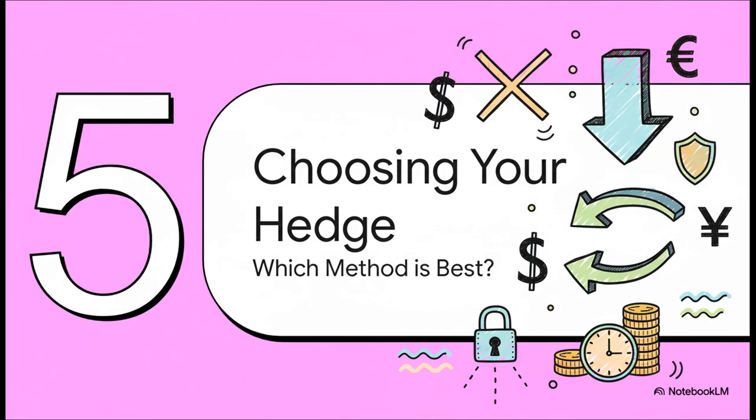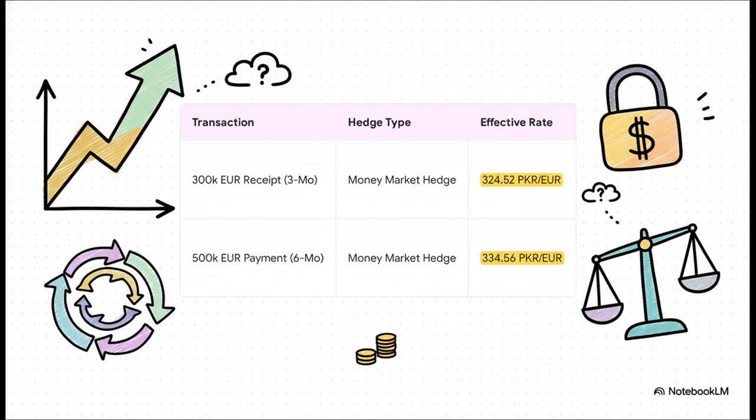Okay, so let's recap. We've got spot rates for today, forward contracts for the future, and this money market hedge as a more complex but potentially cheaper alternative. So how in the world do you decide which one is right for your situation? Well, let's check out a real-world case.